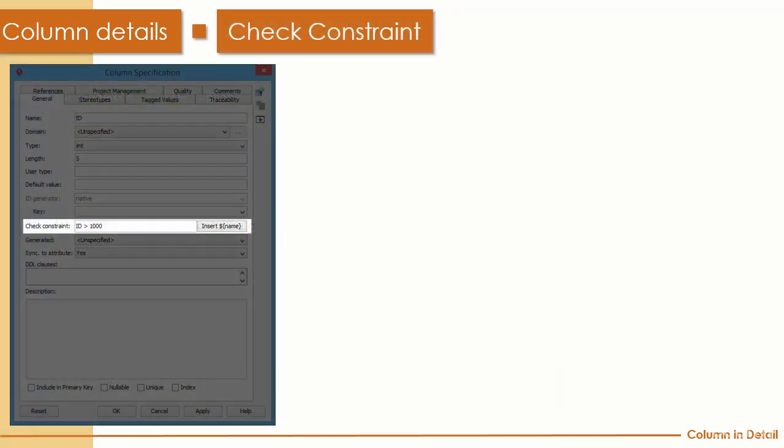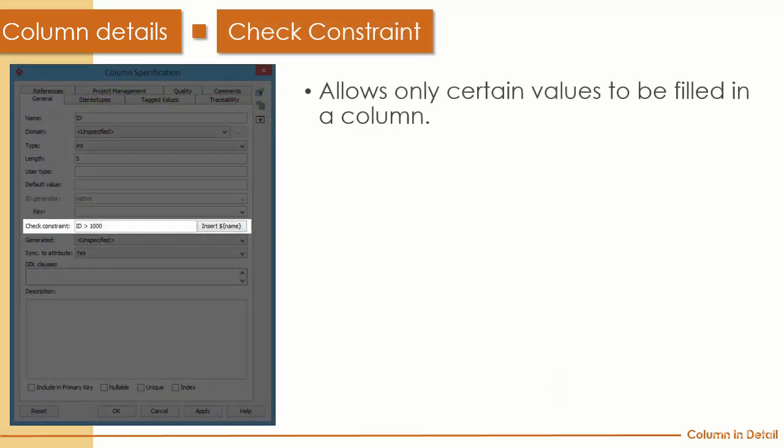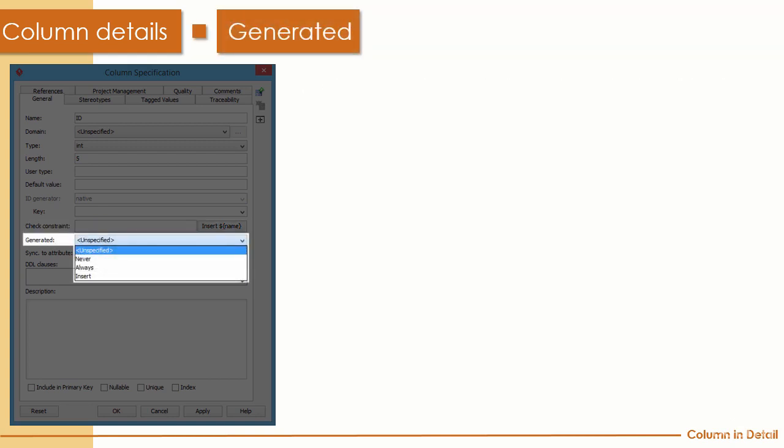After that are the check constraints. They allow only certain values to be filled into the column. It's used when you generate the database and insert data. If the value does not fall in this range, this constraint, then you will get an exception when you insert data into the table.